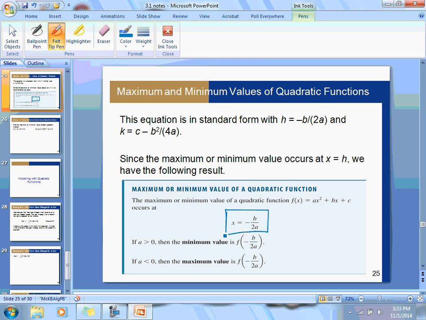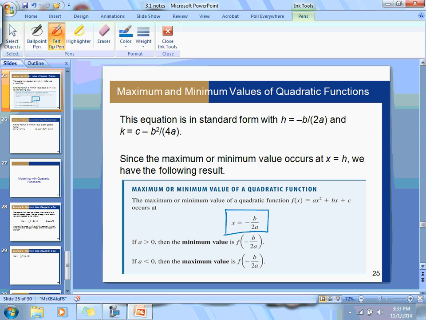So if you take that value and you plug it back into the equation, then you'll get your minimum or your maximum value out. And that's what they're showing right here. Okay? If you take this value, the negative b over 2a, whatever that is, plug it back into the function, that value will be either your maximum or minimum, depending if your parabola is opening up or down.